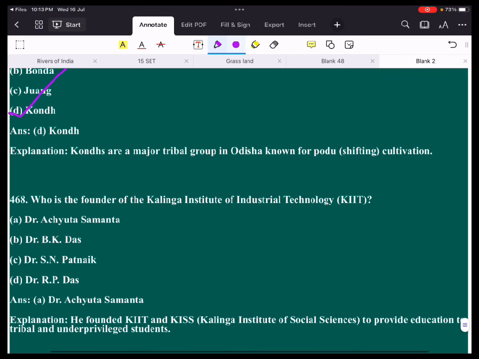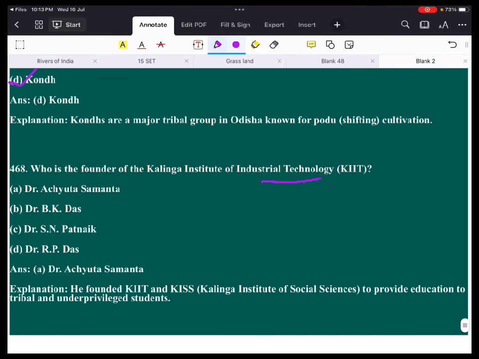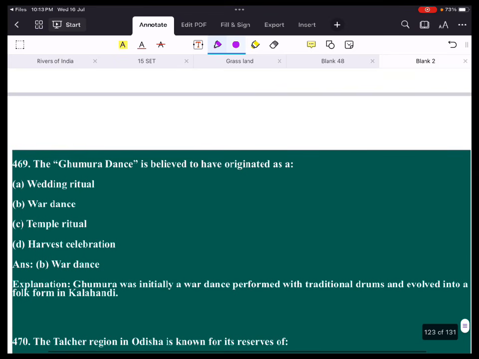Who is the founder of Kalinga Institute of Industrial Technology, KIIT? That is Achyuta Samanta. Option A. The Ghumura dance is believed to originate as a war dance. Option B. Ghumura was initially a war dance performed with traditional drums and evolved into a folk form in Kalahandi.